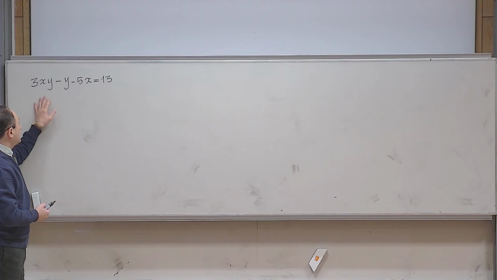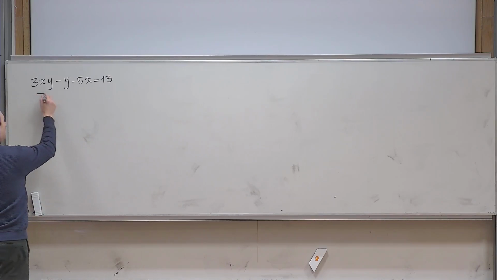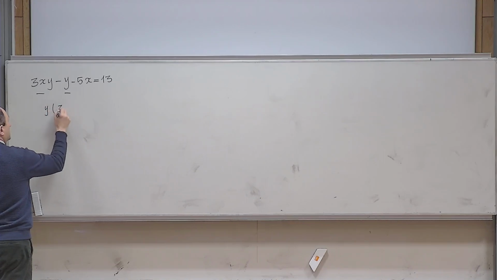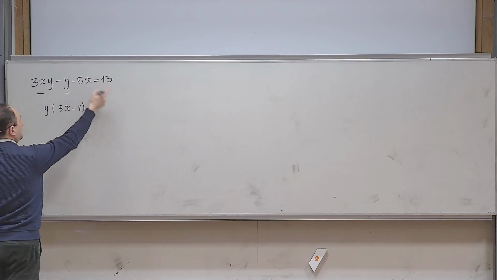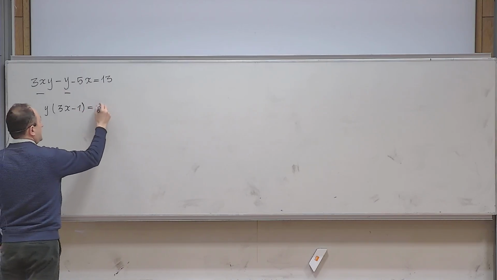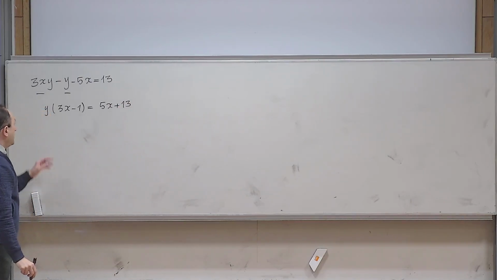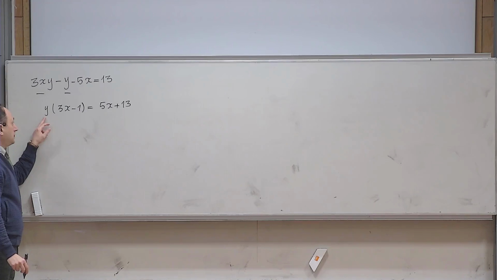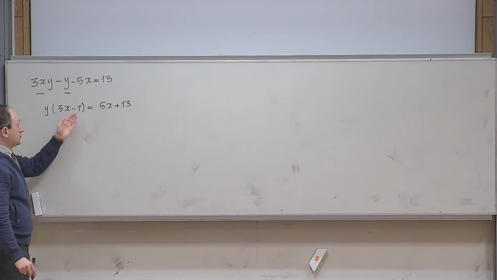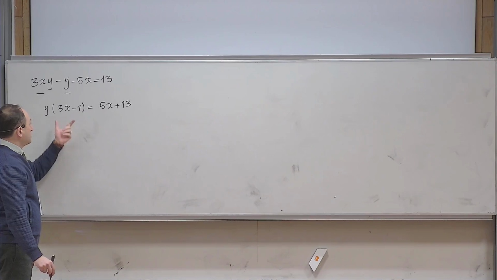So one way to solve this problem, for example, I can factor y between these two, so it becomes y times 3x minus 1, and I move 5x to the other side, because I want to connect it with divisibility. So if y is supposed to be a natural number, y times this expression is equal to this number. So this means that this number divides this number.